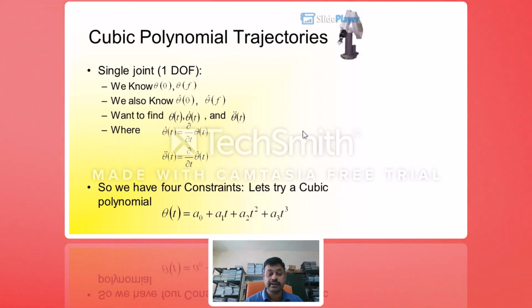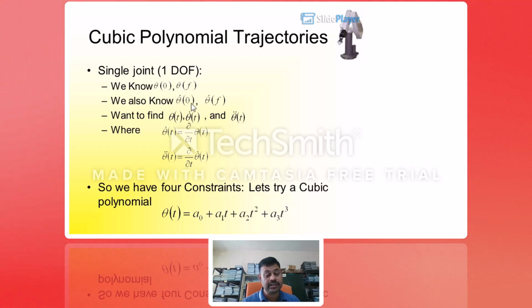Next, I'm going to cubic polynomial trajectories. So here, if you have a single joint, that is 1 degree of freedom. 1 degree of freedom means the possible degrees of freedom is one. Degrees of freedom means possible ways of movement. If you consider a single joint, we know theta 0 and theta f. That is theta starting, theta final. That is initial angle, final angle.